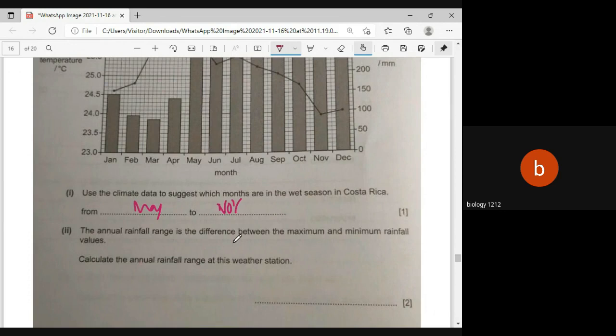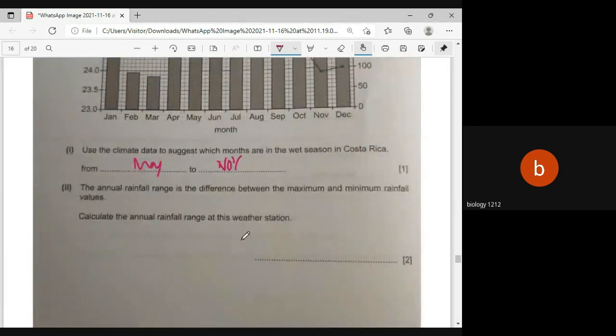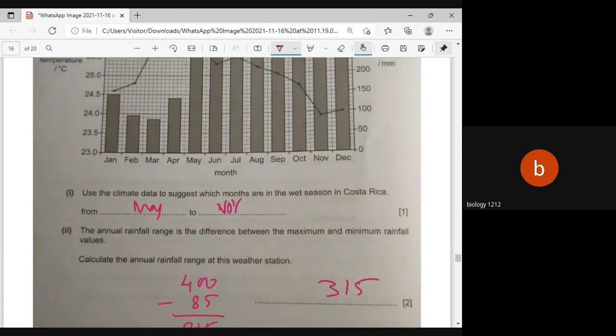Now calculate the annual rainfall at the weather station. So what we are going to do is 400 minus 85. And then if you get 315, that's your answer, 315. 400 minus 85, that's the annual rainfall.